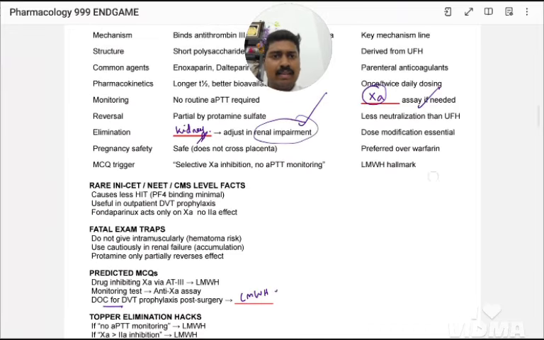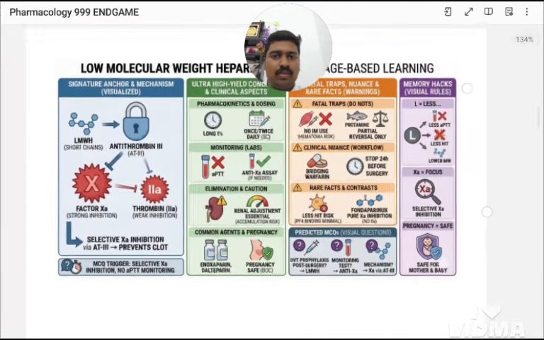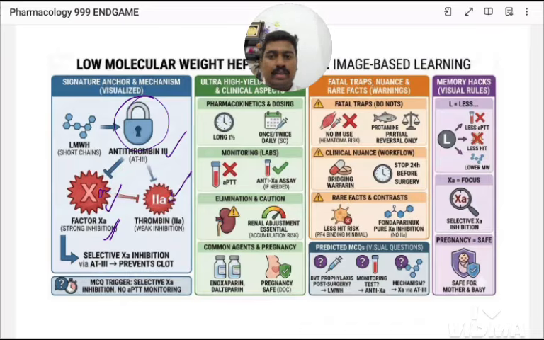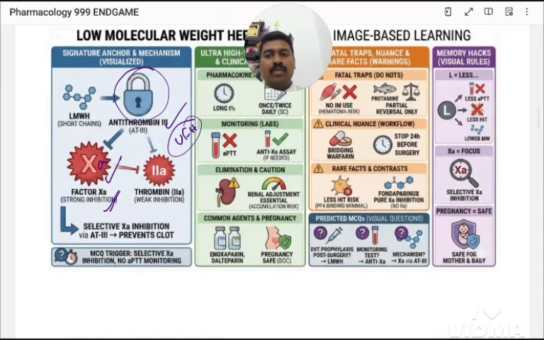Okay, rest of the things are the same. We can go through the content. So here also we have the same thing, LMWH, which are short chains. They will activate antithrombin 3, which is a natural anticoagulant, that in turn inhibits 10A and 2A. Okay, so 10A is inhibited and 2A is also inhibited, but 2A is weak inhibition. Unfractionated heparin causes strong inhibition of thrombin 2A. That is the difference. So selective 10A inhibition via antithrombin 3 prevents clots.